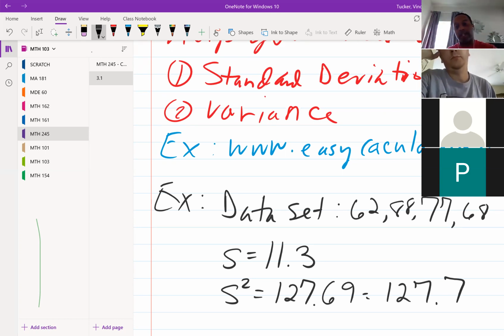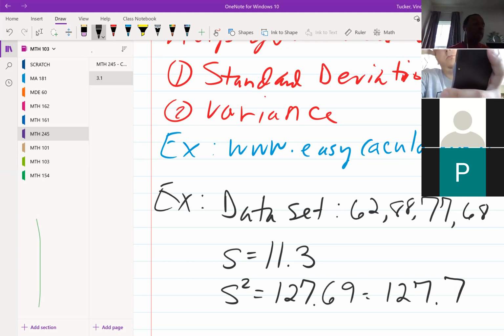Like easycalculation.com, if you type in 62, type in 88, type in 77, and type in 68, and then hit enter, it'll just calculate the standard deviation and variance for you. There are some calculators out here where you have to type in 62, store it in this value, type in 88, store it here, store it here. You know what I mean? You have to do a little extra. So I'm just saying, if you have to do more than typing data values in and hitting enter, then there are other things out there that will do it for you just that simply.